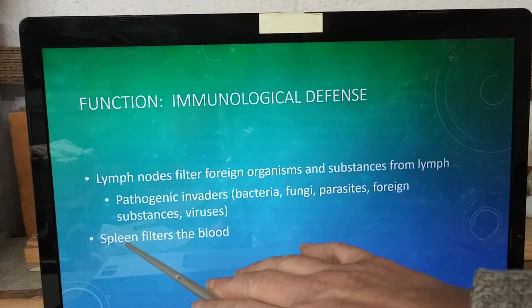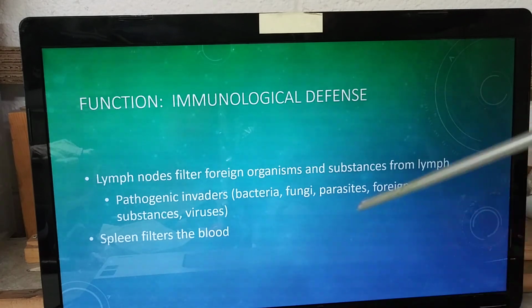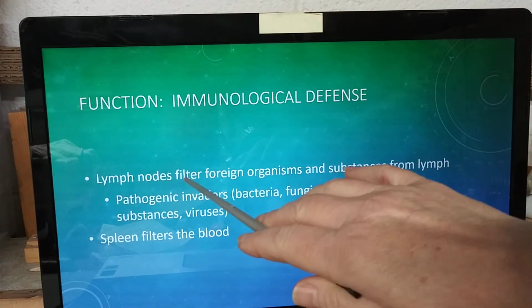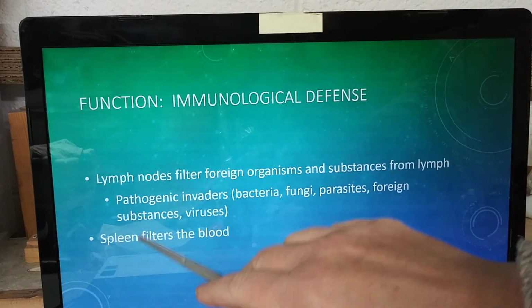And another thing that happens is your spleen actually filters the blood itself. So the lymph nodes filter the lymph, and the spleen filters the blood.